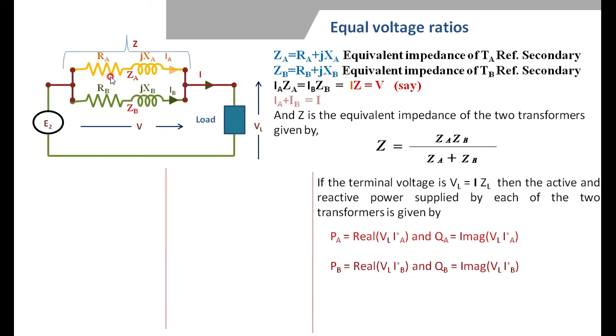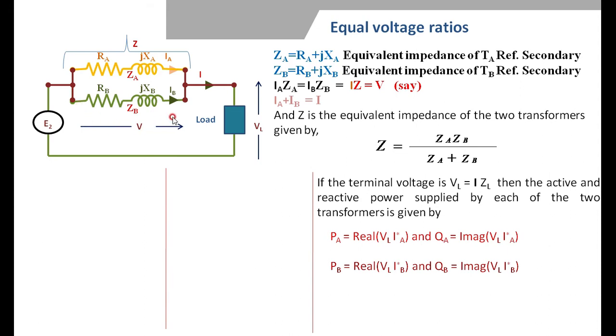Now the PA, that is the load shared by the transformer A, is nothing but the real part of the product of voltage V and IA. The real part of V into IA gives the power supplied by the transformer A. The imaginary part of the product of V and IA gives the reactive power supplied by the transformer A.